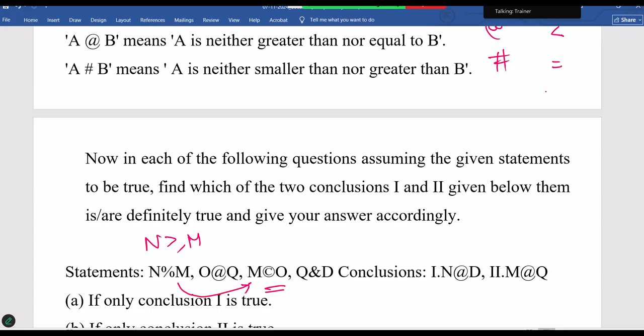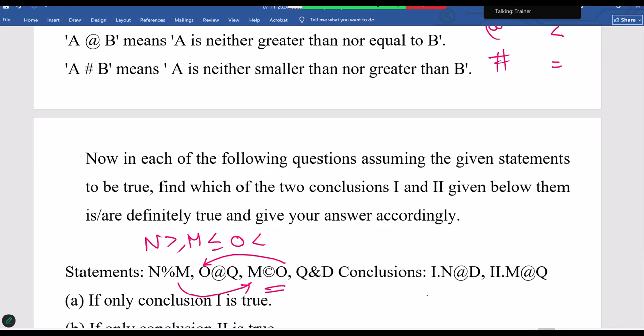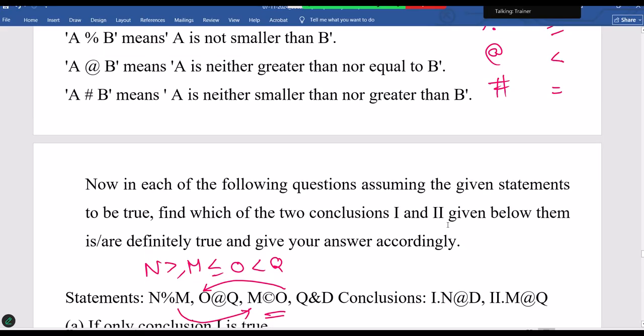Don't go for M here; next also M is required. Don't go for O and Q. That's very important. M here, go for M. M copyright O. Copyright means less than or equal to O. Then come to this place. O here, O here. O at the rate Q: O is less than Q. Q undo D. Undo means greater than D.